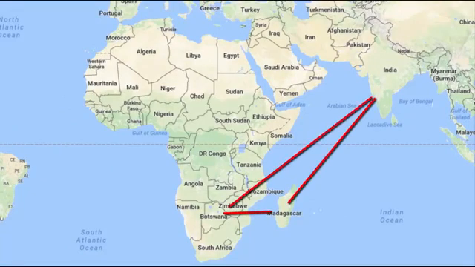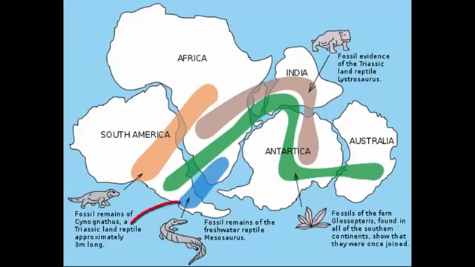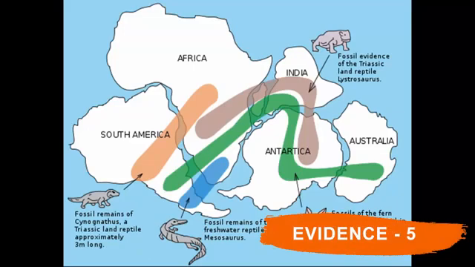Similarly, Mesosaurus is a reptile. It is an extinct species. It is no more available, but the skeleton of this reptile has been found in regions of Southern Africa and South America. Again, it is reinforcing the fact that these 2 continents were once linked together.